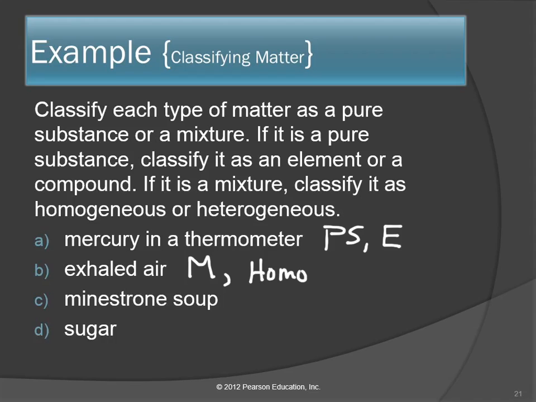It's uniform. Minestrone soup, compound or mixture? Mixture. Homogeneous or heterogeneous? Heterogeneous. In case you don't know, minestrone soup has like green beans and twirly noodles and kidney beans and little chunks of carrot and all different. It's a chunky soup. And then it's got some beef broth in it. So you can see that there's different pieces in it.